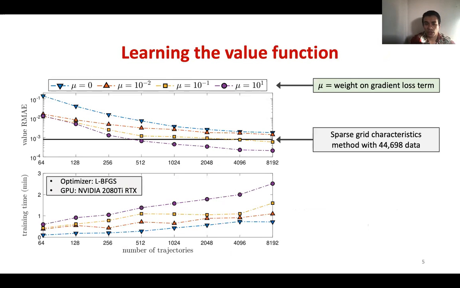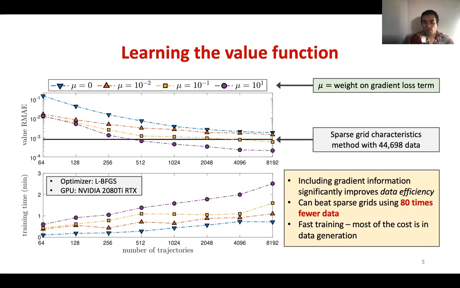On the top graph, you have the validation error of the neural network. And the bottom graph, you have the training time. And this all depends on the number of data points used for training. That's what you see in the x-axis. It also depends on mu, which is the weight on that gradient loss term. So a higher mu means more emphasis on learning that gradient versus just fitting the value function point by point. And you can see that with the right choice of weight there, you seriously improve your accuracy by an order of magnitude or more. And that lets you, with just 512 data points, beat a sparse grid characteristics method with 44,000 data points.